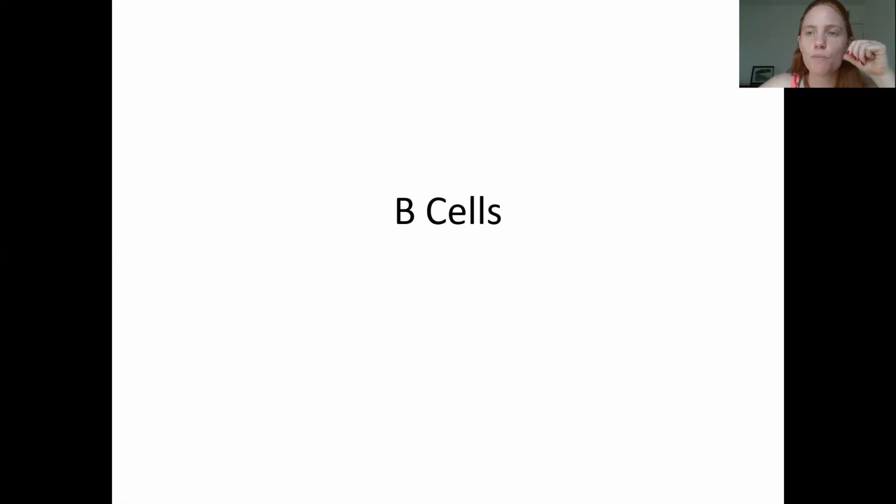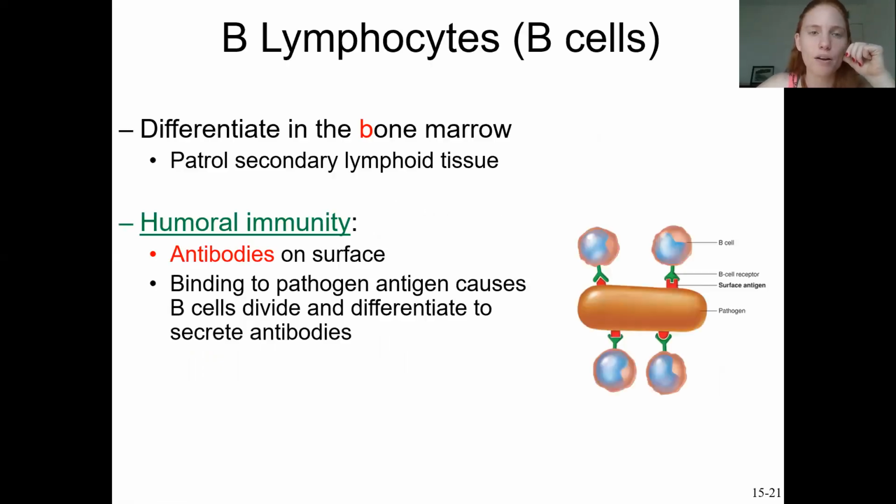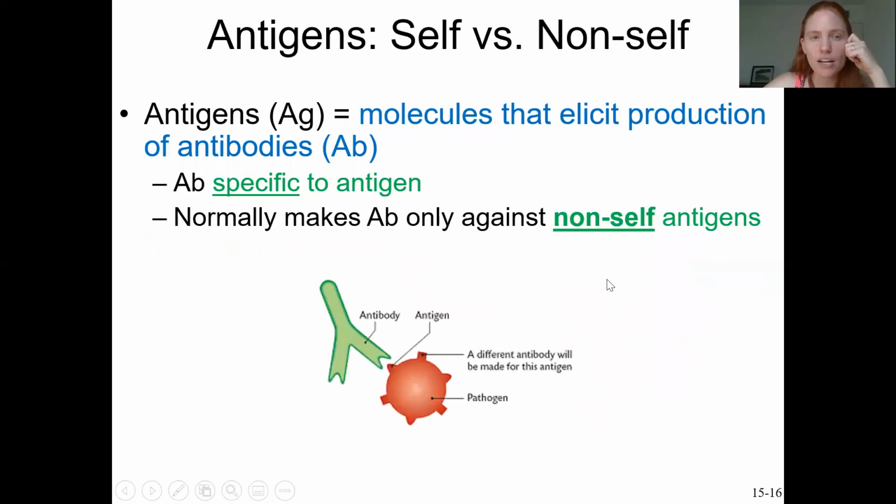B cells were made in the bone marrow and differentiated also in the bone marrow. When they're differentiated, they start creating these little antibodies. So B cells have antibodies that they display on the surface of those B cells. And those antibodies have a particular shape. So antibodies are going to be specific to an antigen.